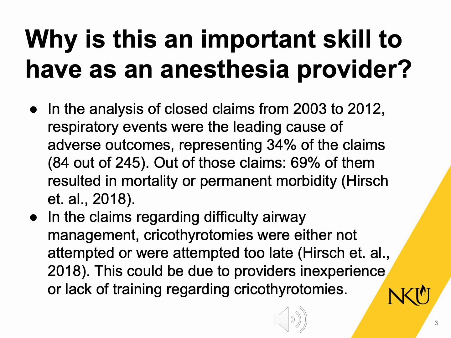In the claims regarding difficult airway management, cricothyrotomies were either not attempted or were attempted too late. This could be due to providers' inexperience or lack of training regarding cricothyrotomies. In a recent study, success rates for cricothyroidotomies were as low as 34%. One common reason for unsuccessful attempts includes misidentification of the cricothyroid membrane. Throughout the literature, identifying the cricothyroid membrane with ultrasound is a superior technique in comparison to palpation.